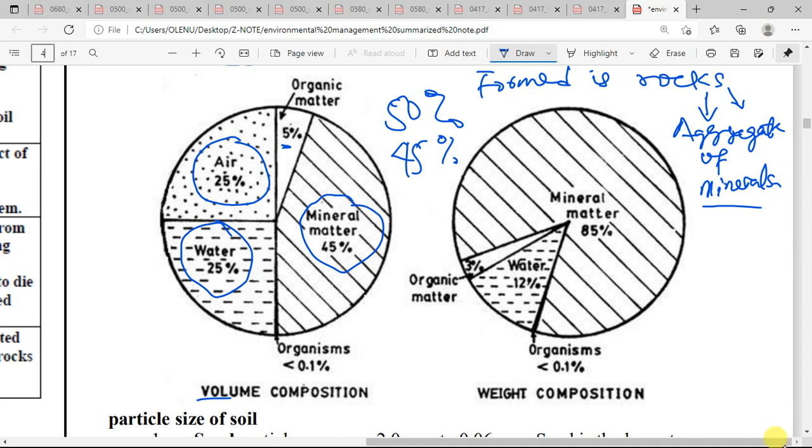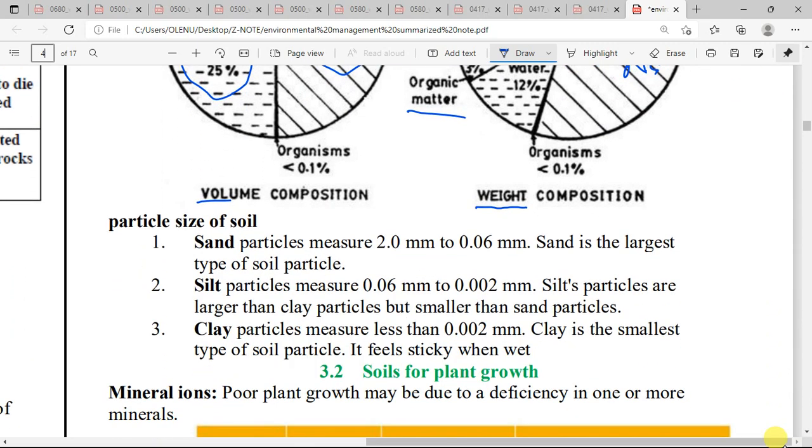Even when you look at it based on weight, organic content, which contains the living matter, is still the smallest, and it's just 3%, while the mineral matter based on weight makes up 85% of the soil. And when we talk about mineral matter here, we're talking about things like nitrates, the potassiums, the sodiums, which are major components of the soil, the silicons.